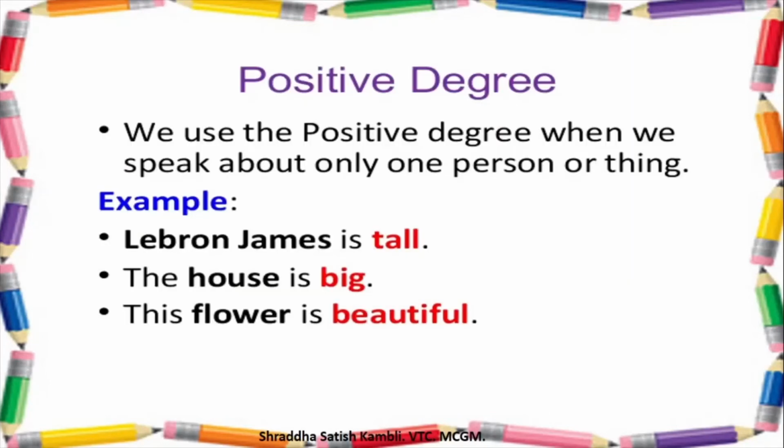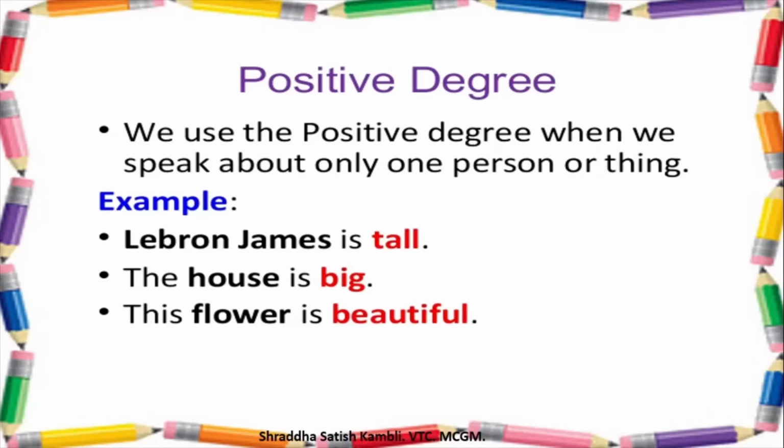So what is the positive form, children? We use the positive degree when we speak only about one person or one thing. You're talking about one particular person, you're talking about one particular thing, you use the positive degree. For example, we say James is tall. So you're talking only about James. You're not comparing James to anyone else.